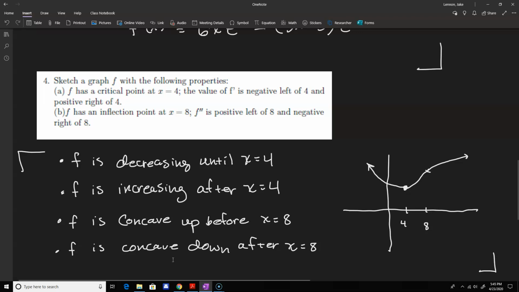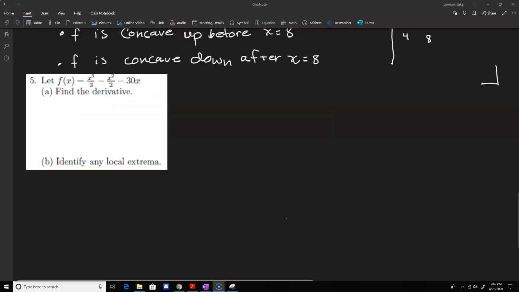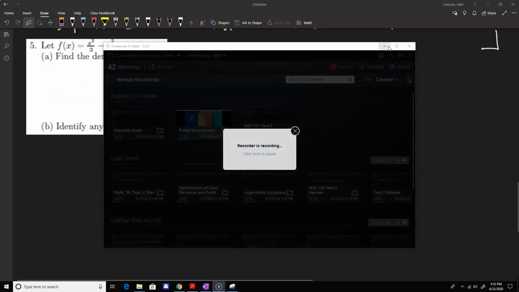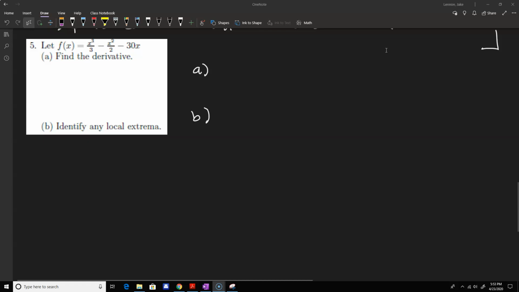So let's go ahead and look at number 5. So again, if you can't tell, this is x cubed over 3 minus x squared over 2 minus 30x. So for a, we want to find the first derivative here, as I was mentioning before. I had to pause for a second. But anyway, let's continue.